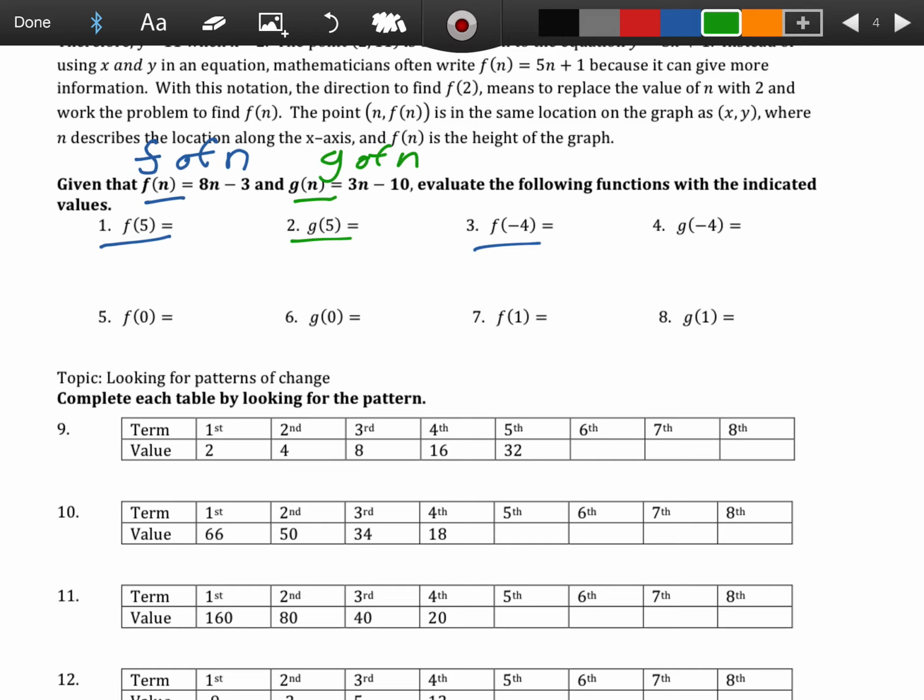So if I'm evaluating f of 5, I know that wherever n is, I'm going to now put, what do you think? Well, in this case, 5. Pretty simple, right? 8 times 5, what's that going to get you? Hopefully you're saying 30. Psych, 40.